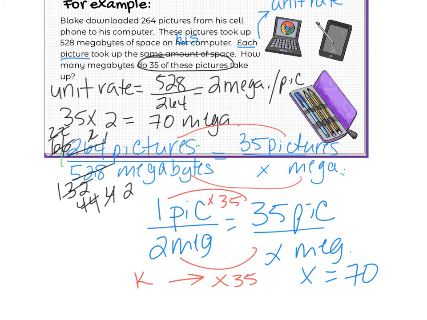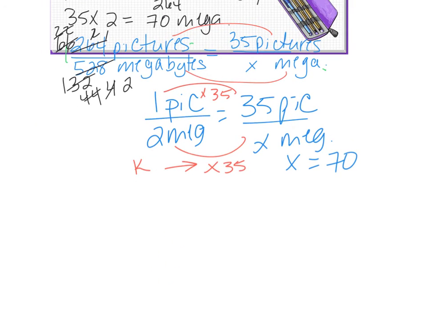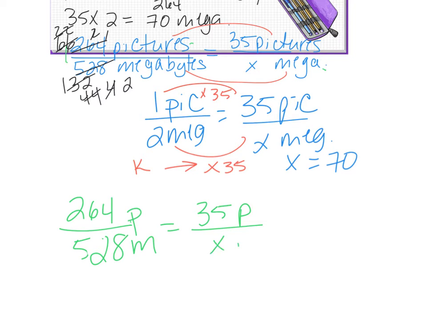And then the last way is really similar. I'll use green. Let me move this up again. Similar in the way that I'm going to start the same way. 264 pictures, 528 megabytes. Sorry, I'm scratching my eye and I missed. 264 pictures, 528 megabytes equals 35 pictures to I don't know how many megabytes. So that way I get my labels in there and I see they match. Okay, so what I'm going to do here is find the cross product.